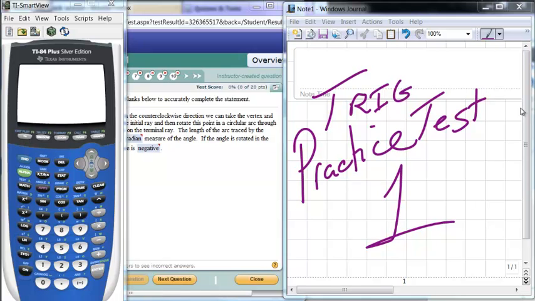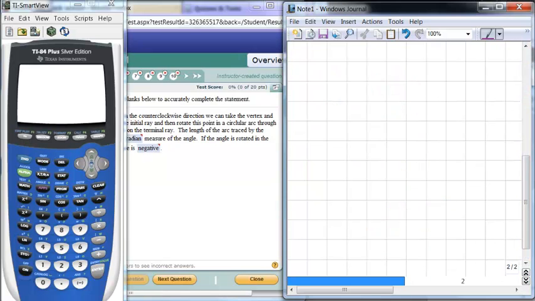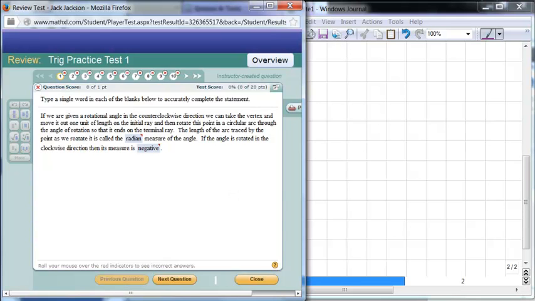Okay, this is the Trig Practice Test 1. We're going to go over a video here going over the solutions. So I purposefully just got in here and got out so that we could just use the review here.